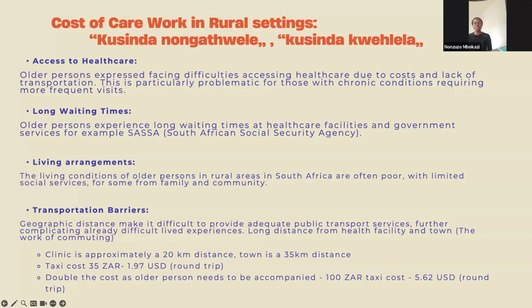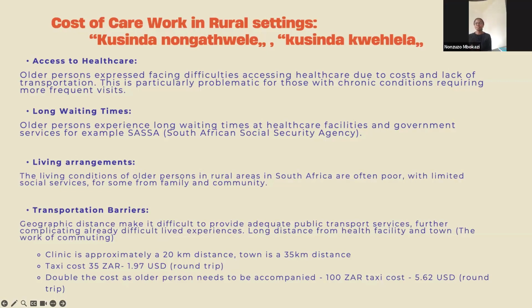And in terms of living arrangements, in the rural setting they were often poor, and not every older person had someone living in the house with them. Some older persons did not have a person living in the house with them, which meant that they had to wait until the morning for the person providing care for them to come in and be able to support them in whatever way they needed. And transportation barriers.